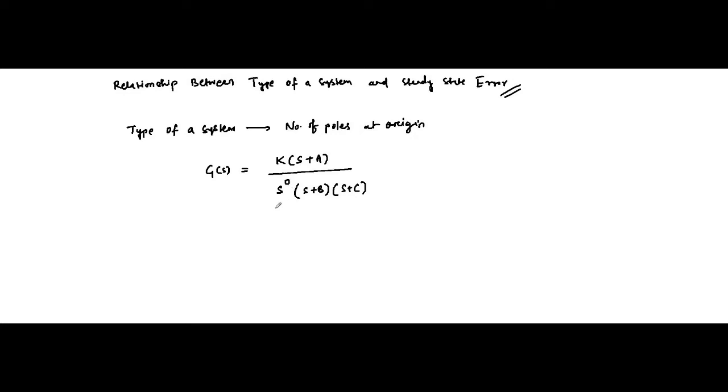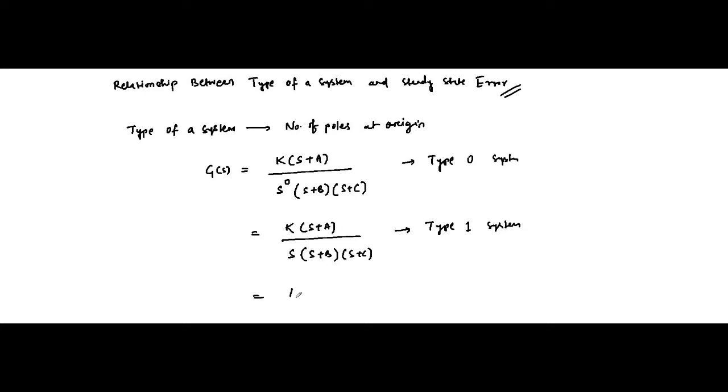So here if it is S to the power 0, which means 1, then it is a type 0 system. Okay, so here if this is only S to the power 1, then it is a type 1 system, which means it has one pole at origin. Okay, so this is a type 1 system. This is type 0 because basically S to the power 0 means 1, so means no pole at origin.